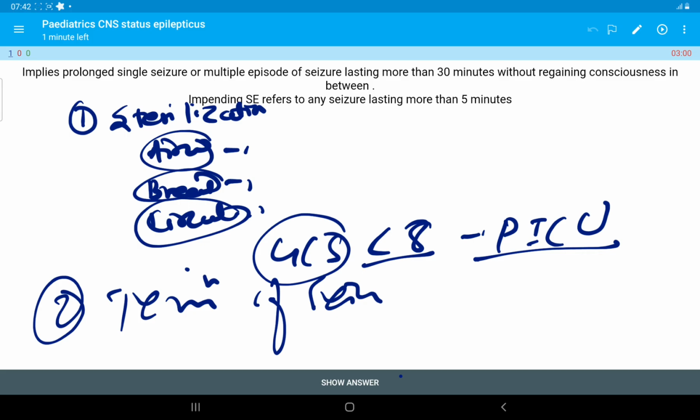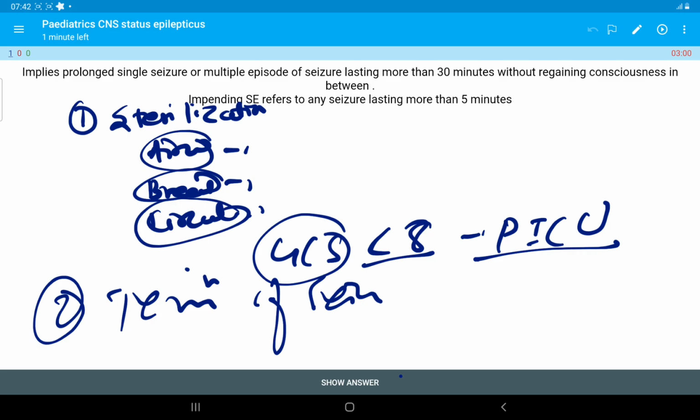Now how do we investigate? The patient is presenting to us. We are doing stabilization, and we have already done ABC. Now we are managing the case, so we are opening the cannula. In the same time we have to examine the patient and send for investigations. We have to send CBC, ABG, serum electrolytes, RBS, calcium, blood culture, septic screening, and lumbar puncture. These are the things we have to look for initially.